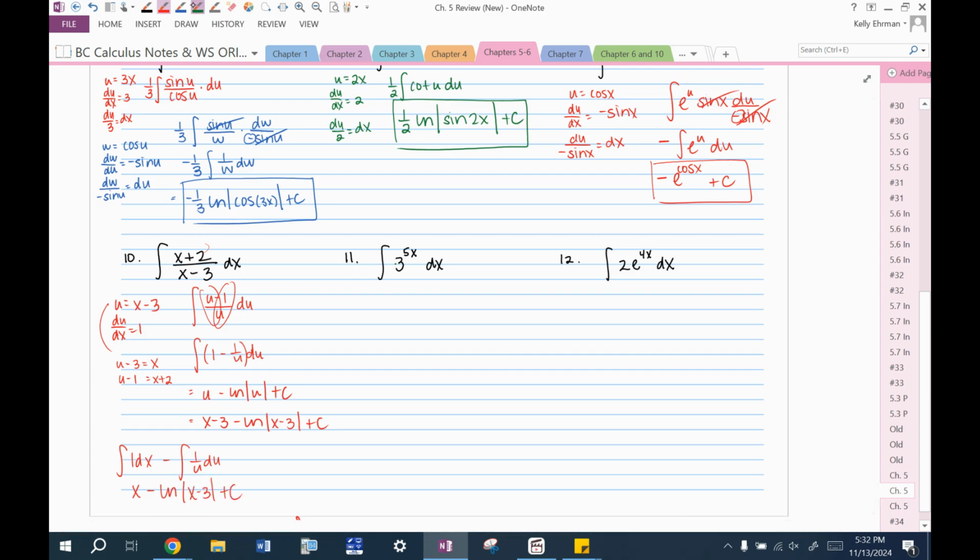This is correct because mine is just a vertical shift down 3 units compared to yours. So remember, the plus c can be any vertical shift. So these are equivalent answers. I would take either one.